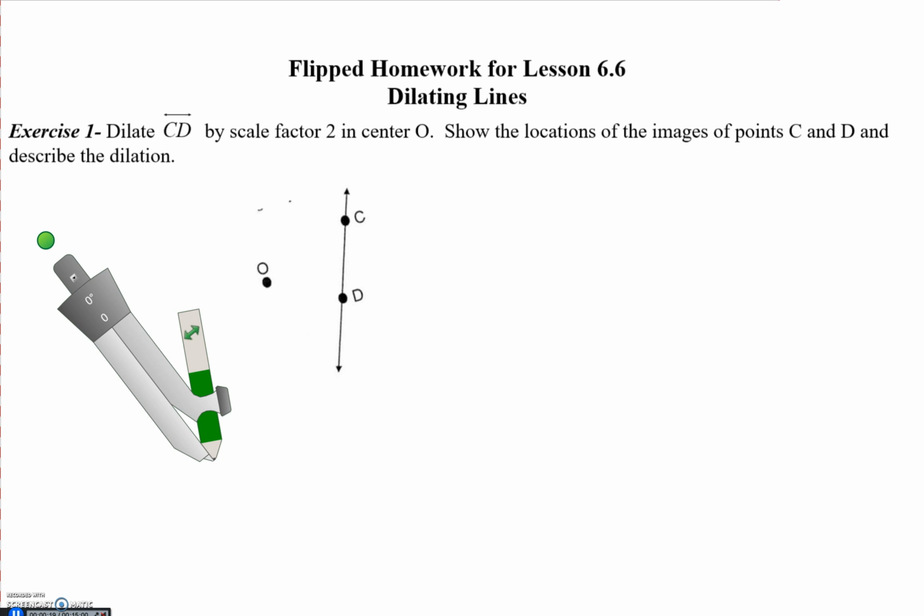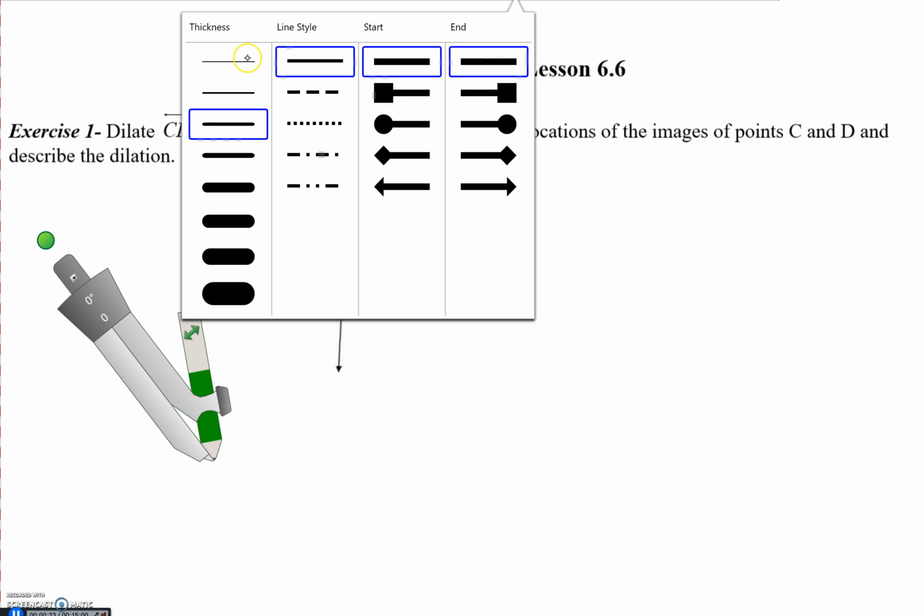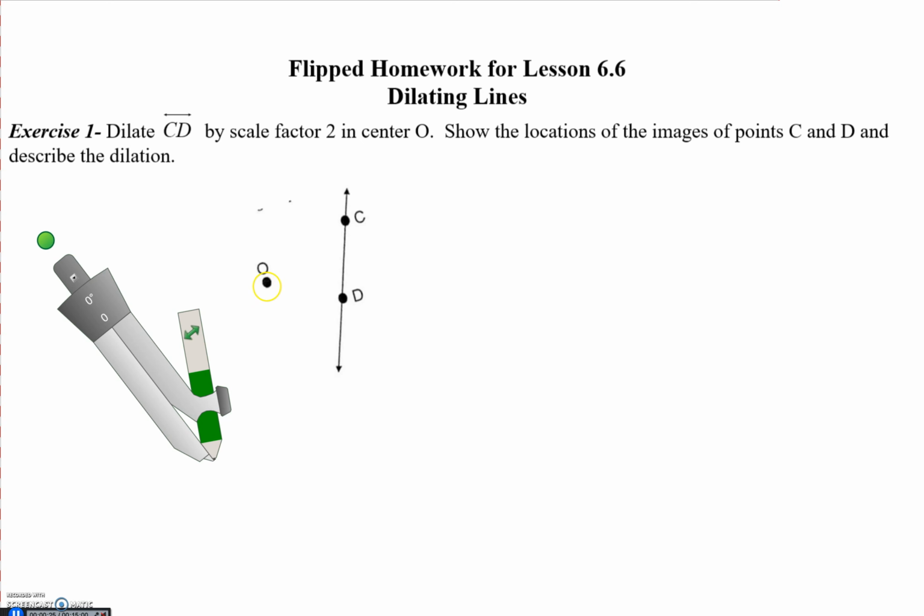Whenever the center of dilation is not on our line, remember we are going to take our ruler and measure from O to C and go through. Then we're going to do the same thing from the center through D.